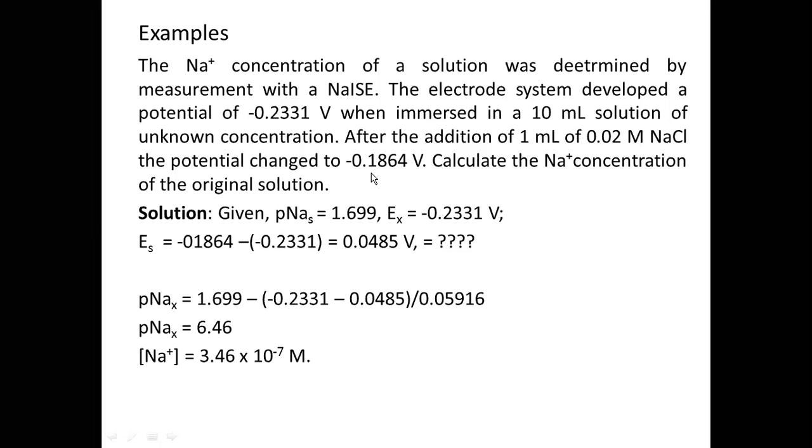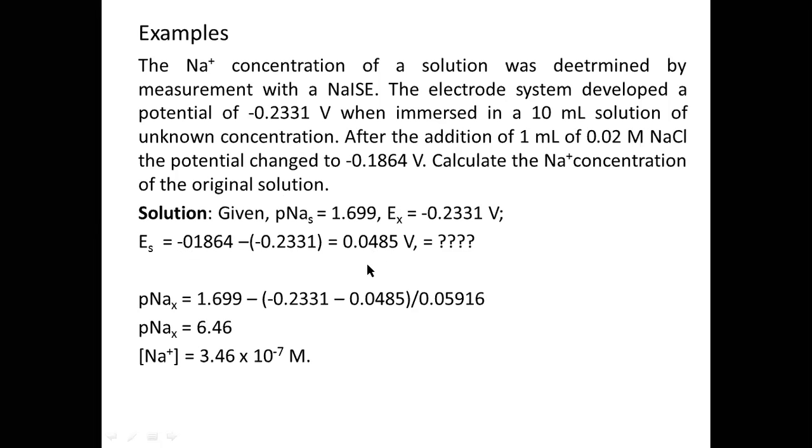The EMF of the unknown is minus 0.2331 volts. Here it is given as minus 0.2331 volts. ES is equal to the total EMF, that is minus 0.1864, minus the EMF for the unknown. Total minus the EMF for the unknown, you will get the EMF for the standard. The EMF for the unknown is minus 0.2331 volts. So that is 0.0485 volts.